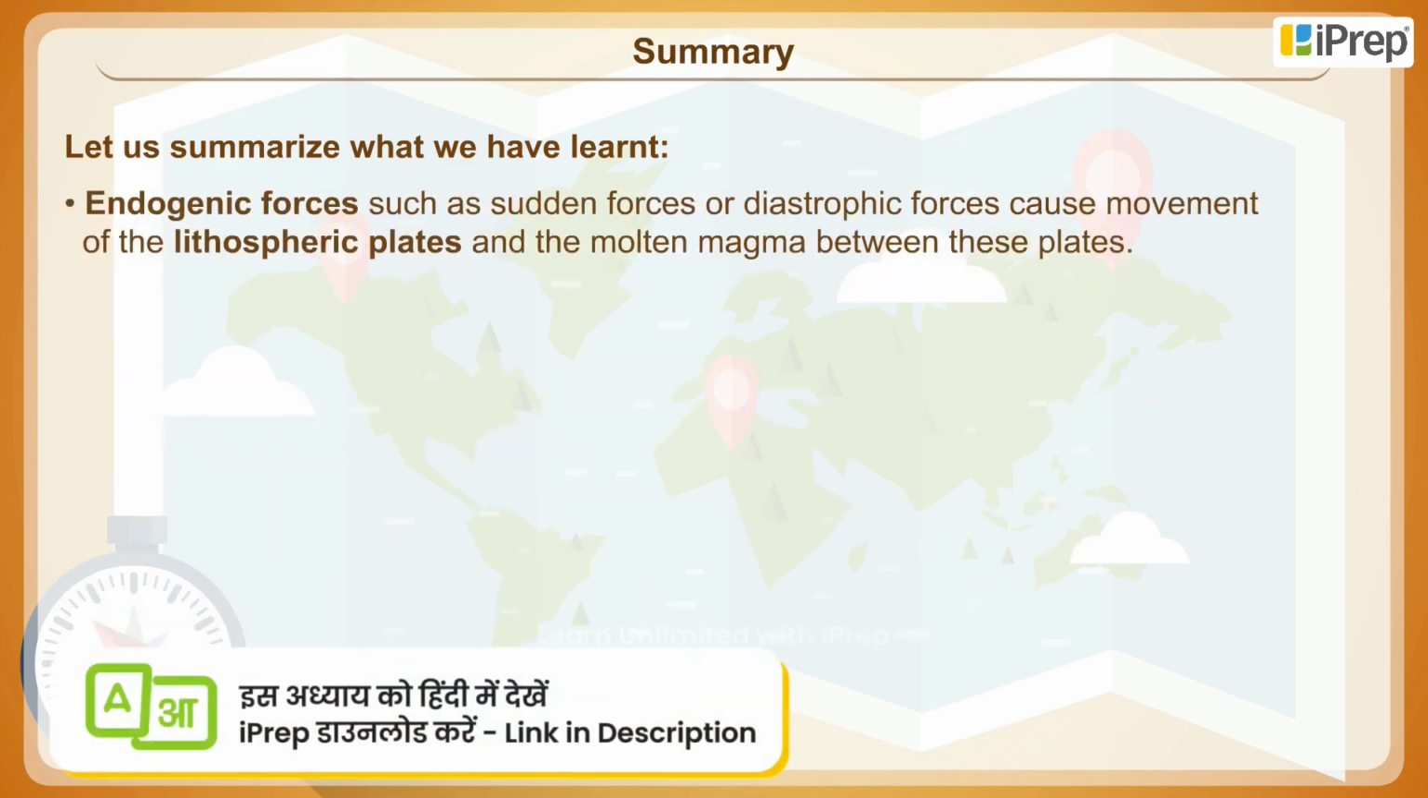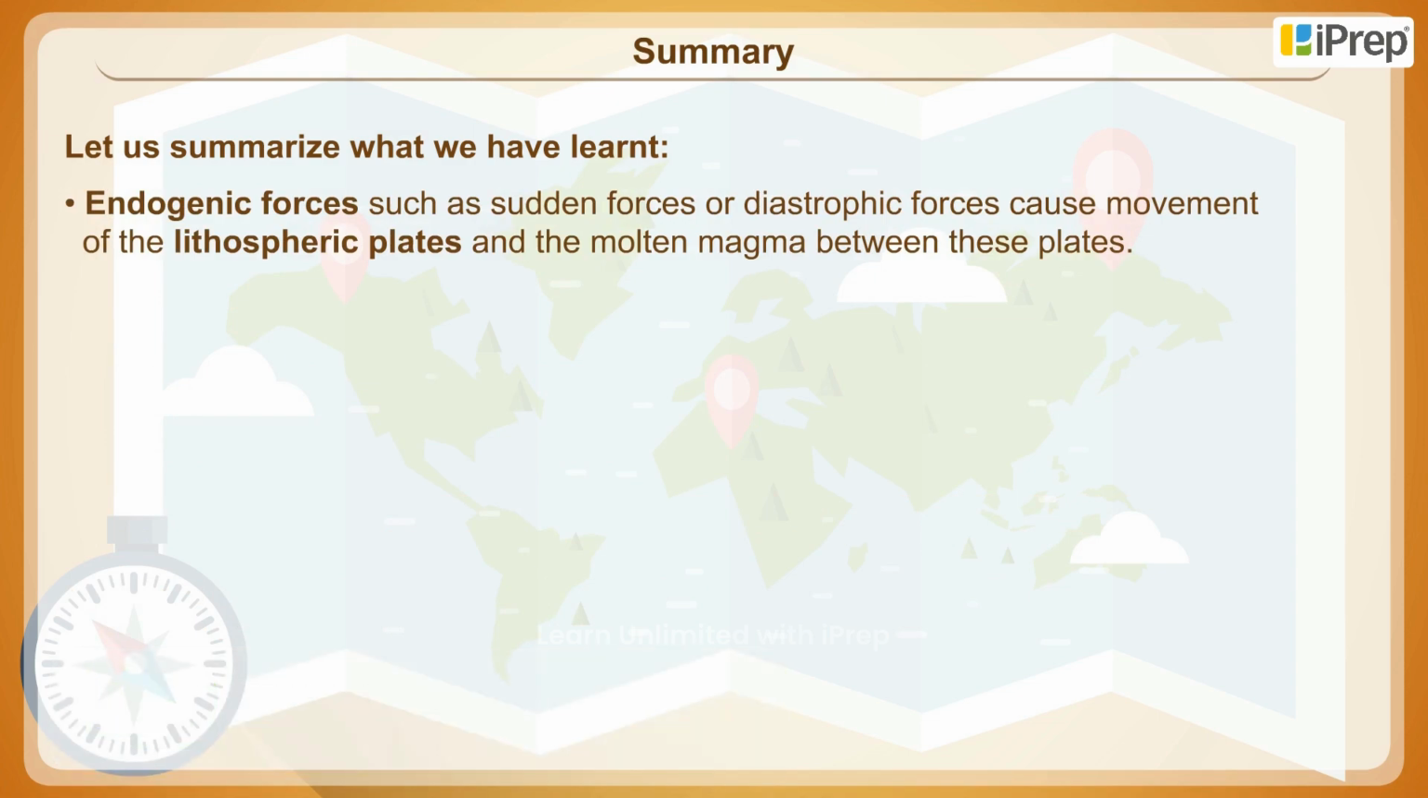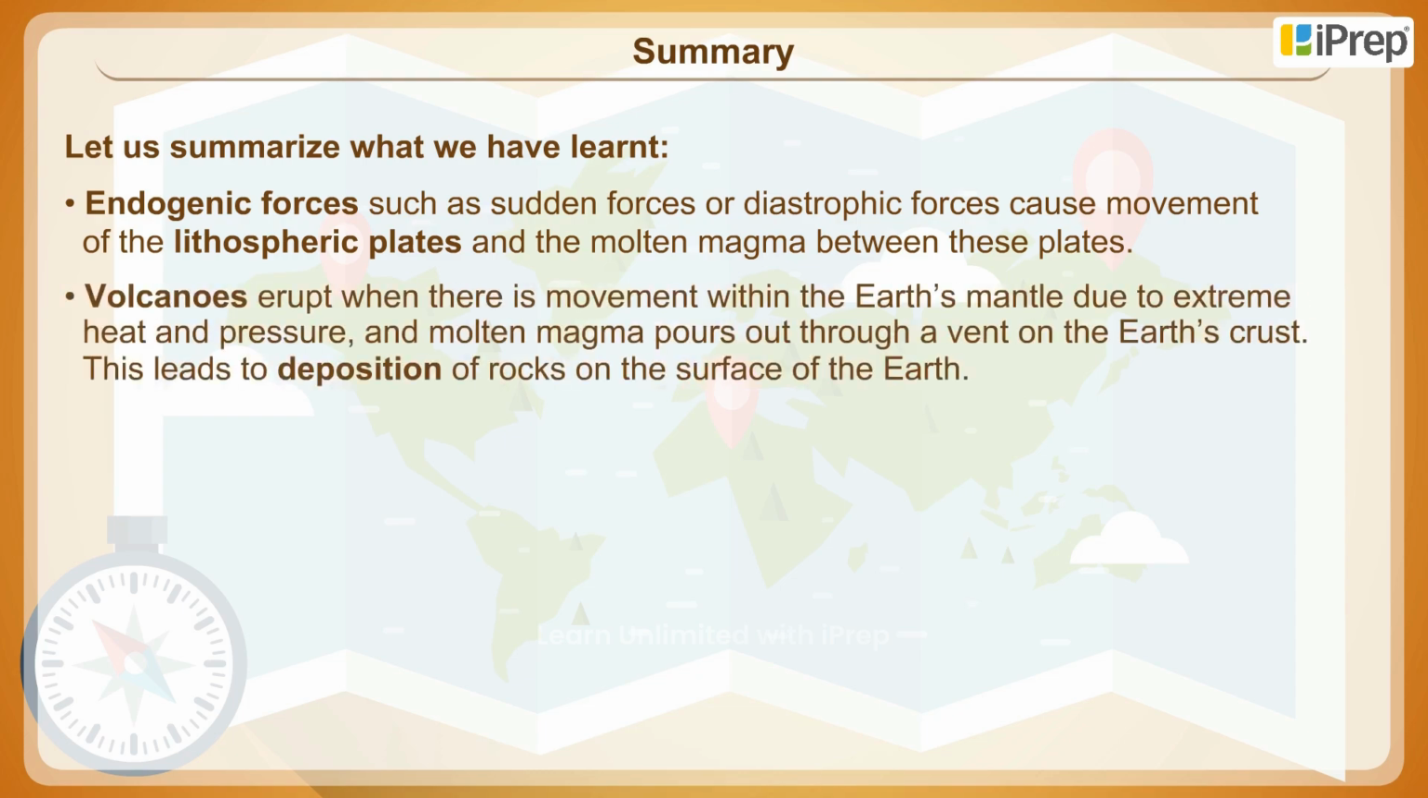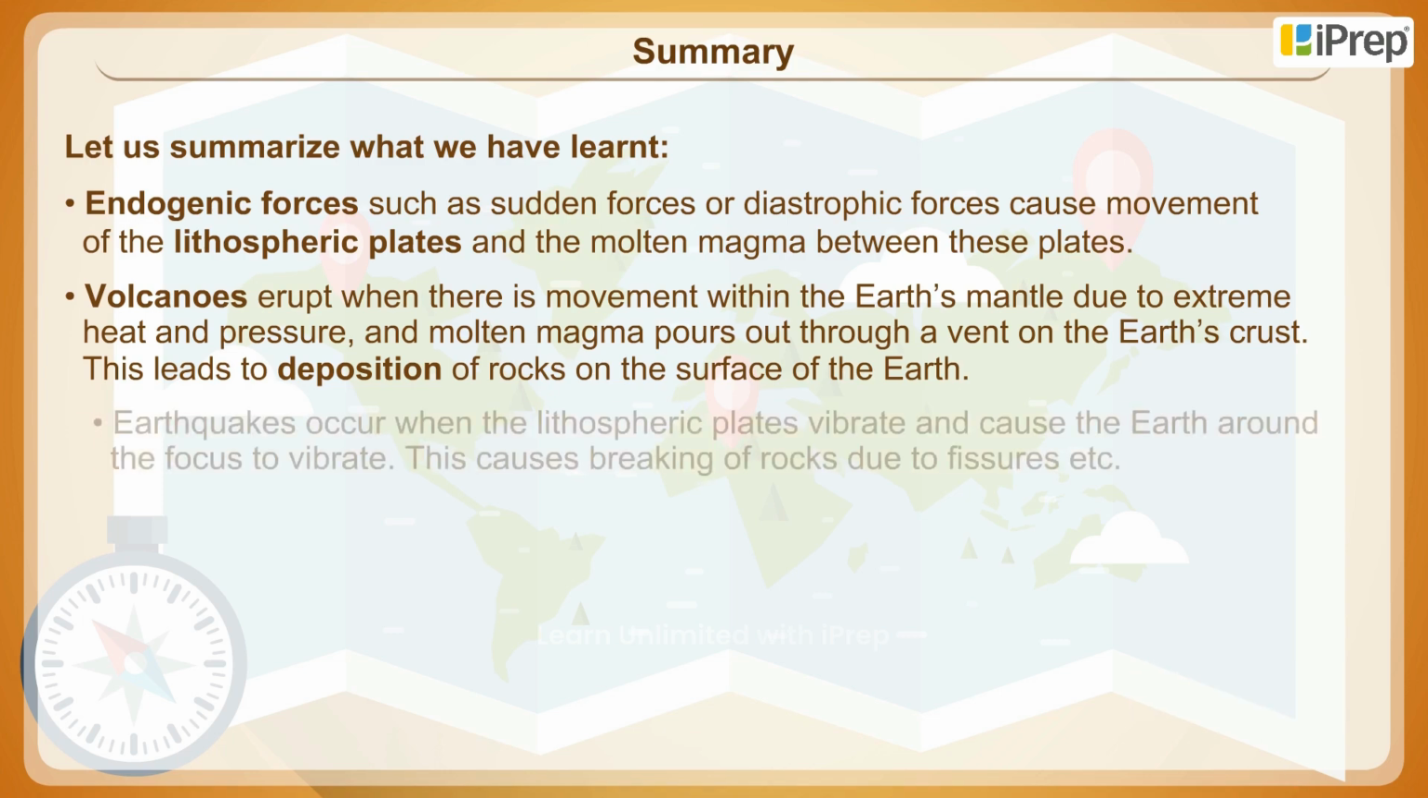Endogenic forces such as sudden forces or diastrophic forces cause movement of the lithospheric plates and the molten magma between these plates. Volcanoes erupt when there is movement within the Earth's mantle due to extreme heat and pressure, and molten magma pours out through a vent on the Earth's crust. This leads to deposition of rocks on the surface of the Earth.